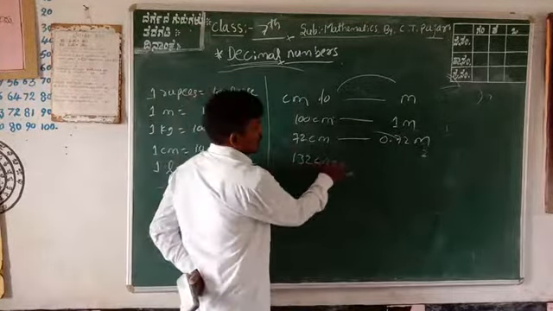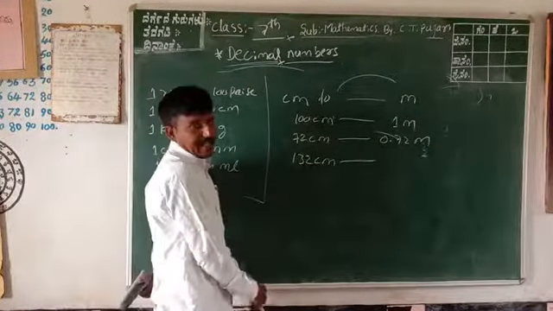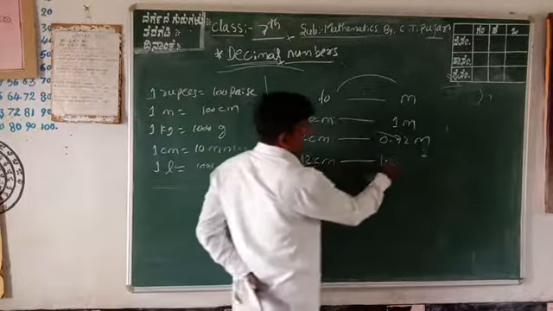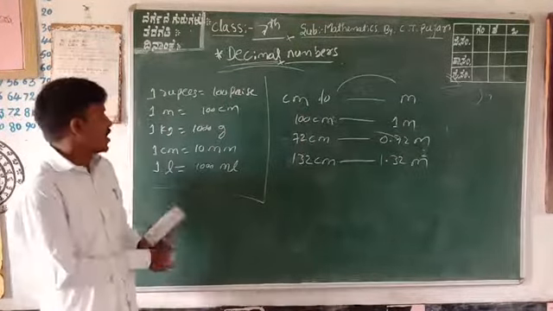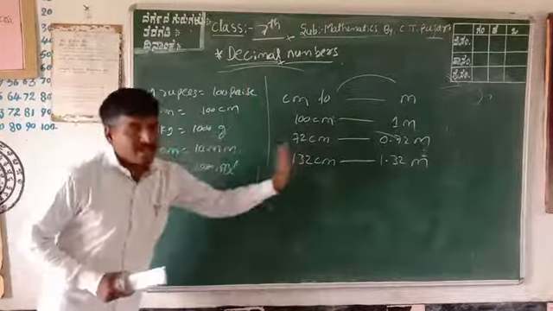Next one, 132 centimeter is equal to how many meters? In 132, the 1 is 1 meter, and next 32, so it is 1.32 meter. Likewise you can convert centimeter to meter, and that also uses decimal numbers.